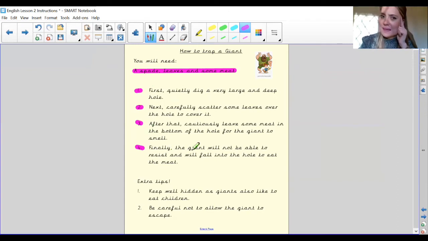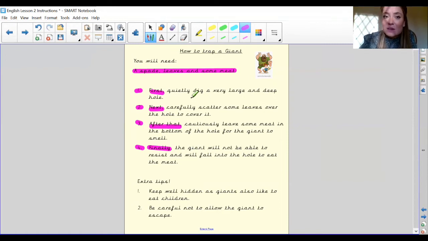What else can you see? Good, I can see that too. We've got first, next, after that, and finally to tell us the order of the instructions. Can you remember, what do we call those words? That's right, we call those time conjunctions. Good, and they tell us the order in which instructions need to happen.